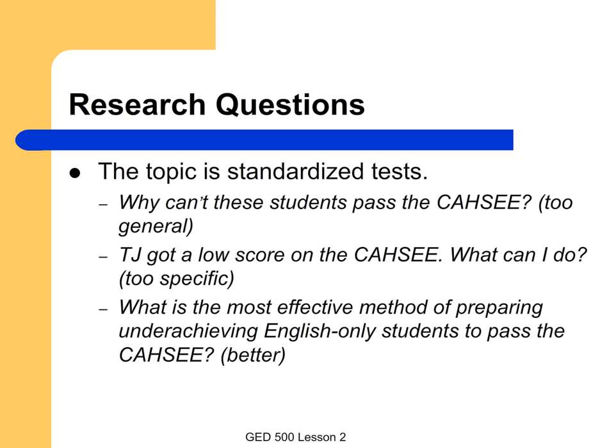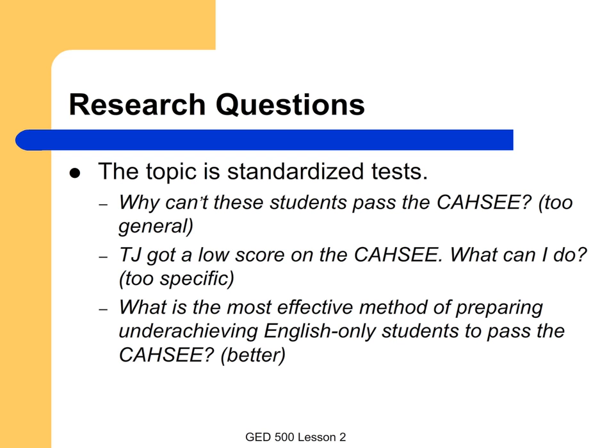So in this case, we have a better question. What is the most effective method of preparing underachieving English-only students to pass the KC? See, that's better. Now we have a specific question that addresses effectiveness. Again, buzzword, right? This word again indicates a quantitative question. And now we have a population of students, English-only students.